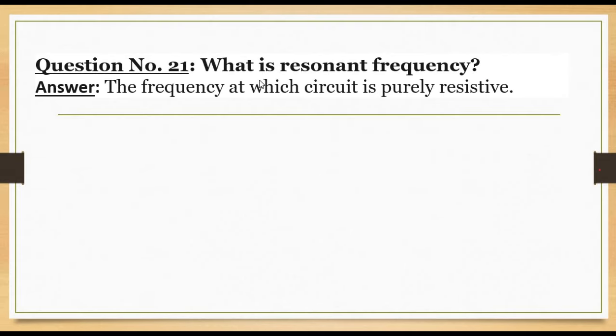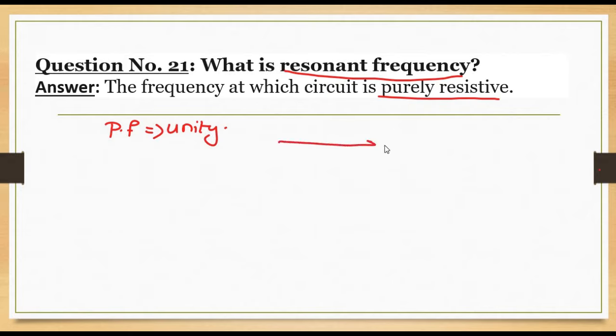Question number 21 is, what is resonant frequency? The frequency at which the circuit is purely resistive. The resonant frequency is the frequency at which the circuit becomes purely resistive, which means that the power factor of that circuit will be unity, because since the circuit is resistive, the voltage and current will be in the same phase, which means that the angle difference between them will be 0 and cos 0 is 1. That means that power factor is unity.